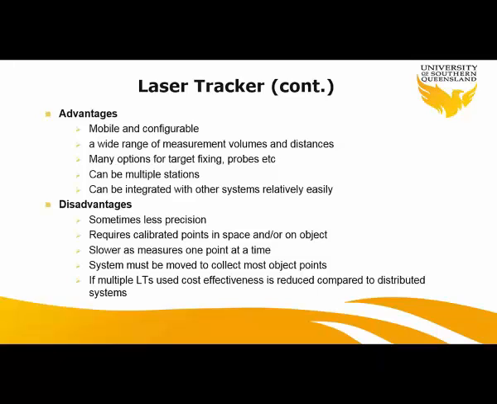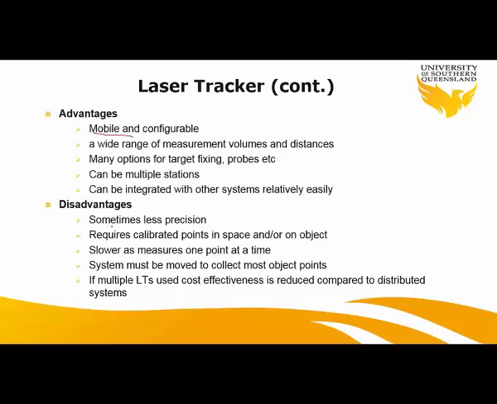So to summarize, I can tell you advantages and disadvantages of laser tracker. First of all, it's very mobile and portable. You could see the range can vary from 2 meter to 160 meter, and it can also measure a wide range of volume and distances. There are options to use a fixed target like SMR or probes to access the points which are difficult to access or are not in direct line of sight. We can also have multiple stations. This system can be integrated with other systems easily to give you more options and more precision.